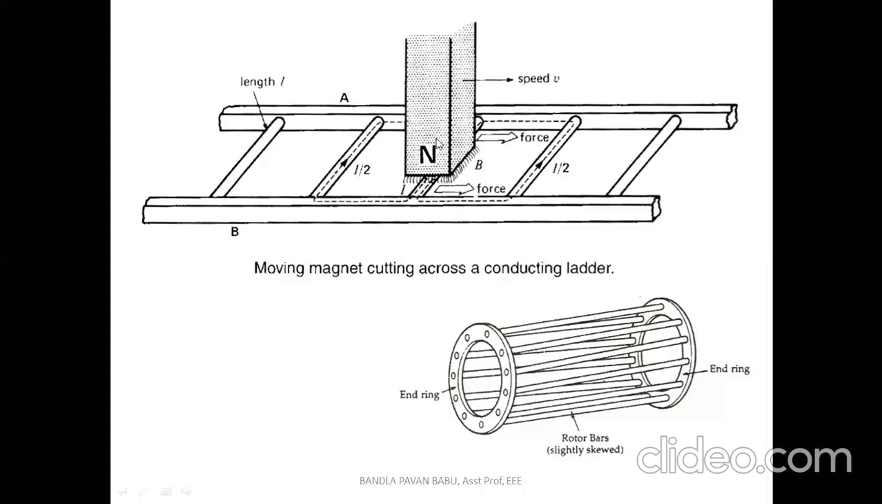Once again, I'm discussing that we are moving the permanent magnet and we are placing the ladder in a stable position. There an EMF is developed in the conductor, and that EMF I can call E equal to BLV as per Faraday's laws of electromagnetic induction. Next, there also exists the Lorentz force.